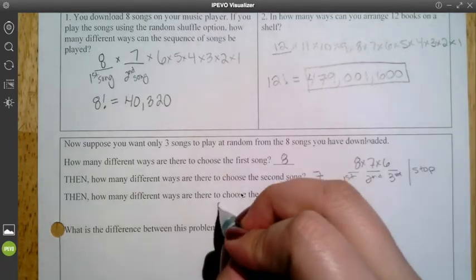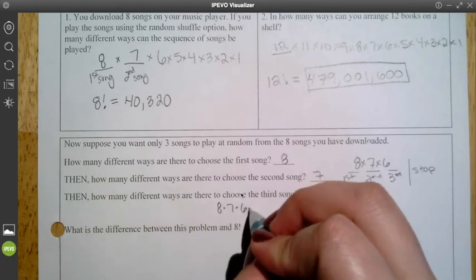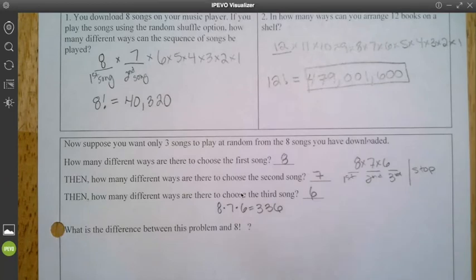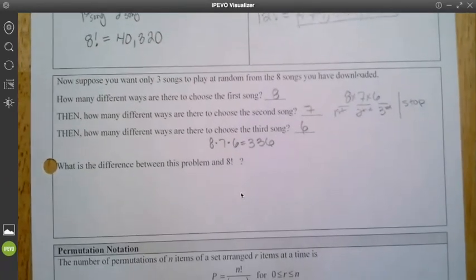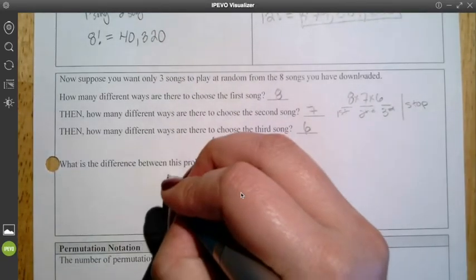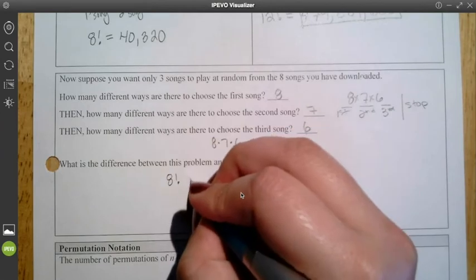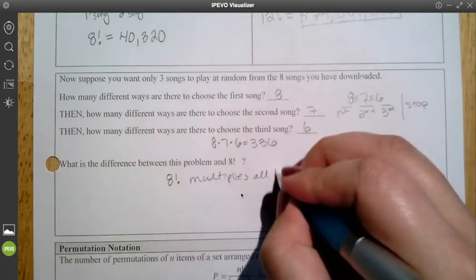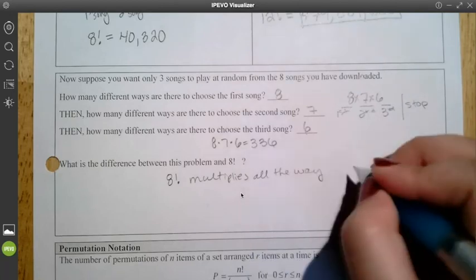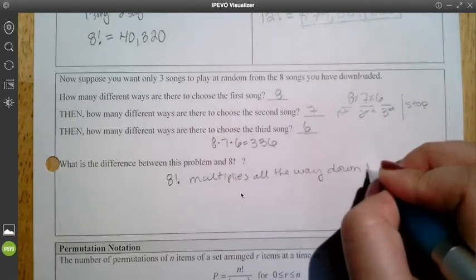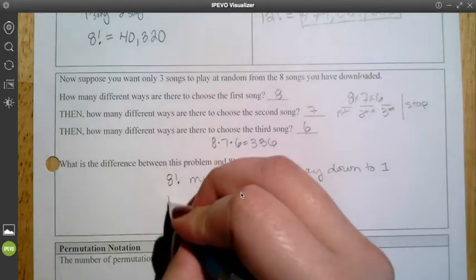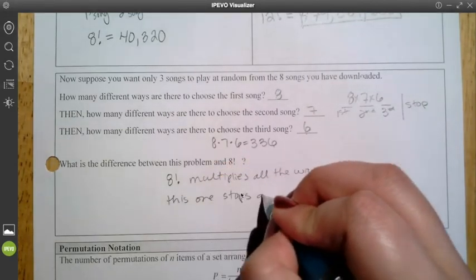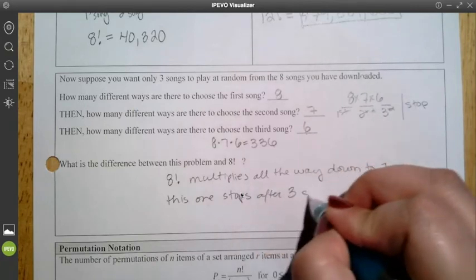And so we get 8 times 7 times 6, which is 336. Notice this is different than 8 factorial. 8 factorial multiplies all the way down to 1. This one stops after 3 songs.